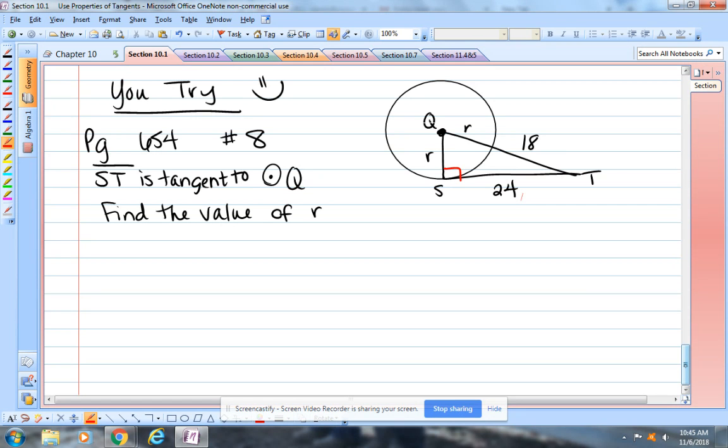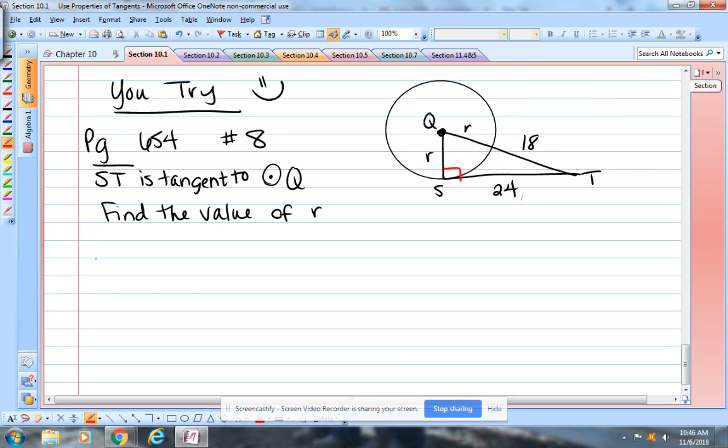All right, help me out. It says ST is tangent to circle Q. Find the value of R, which is the radius. If ST is tangent to it, what does that mean? It's also perpendicular to a radius, right? And if it's perpendicular to a radius, it makes what kind of triangle? A right triangle. And if it's a right triangle, then the Pythagorean theorem holds true, right? So, what's the hypotenuse?